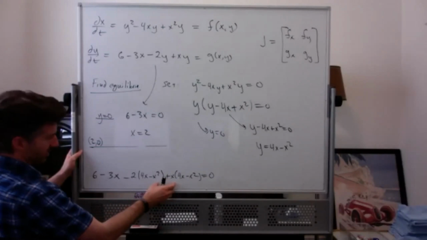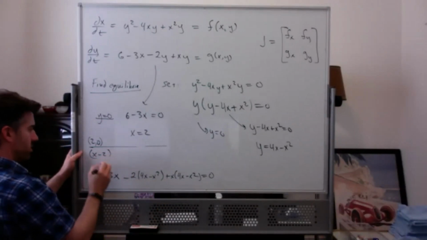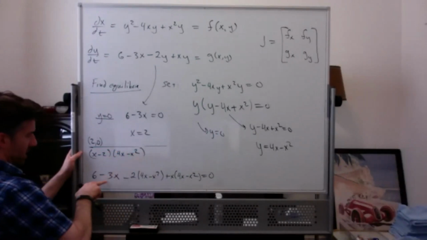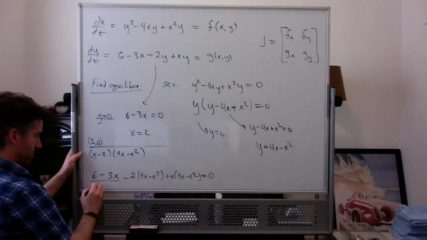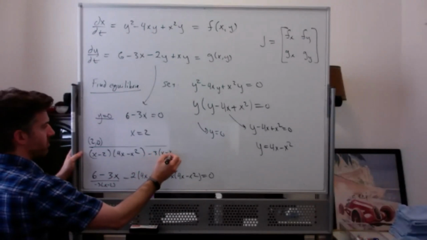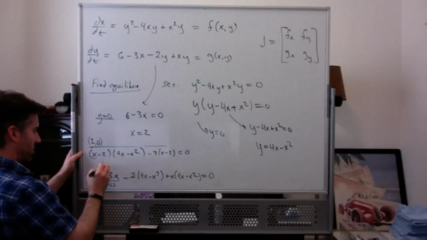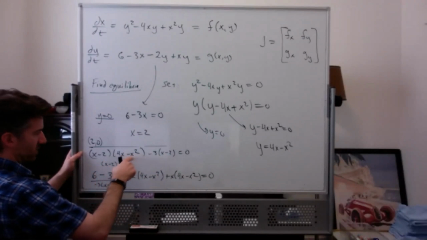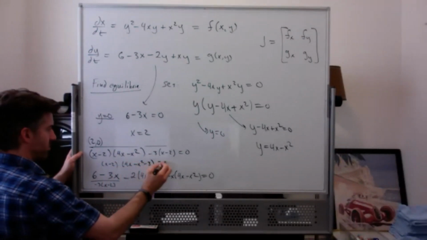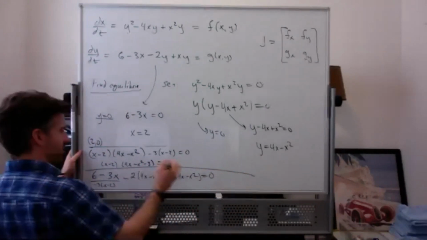So if I look at this here, I can think of this as x minus 2 times 4x minus x squared. And I can think of this as negative 3 times x minus 2. And then I can factor out the x minus 2 and get x minus 2 times 4x minus x squared minus 3. Wow, that's kind of weird. And so then I've got to factor this some more.